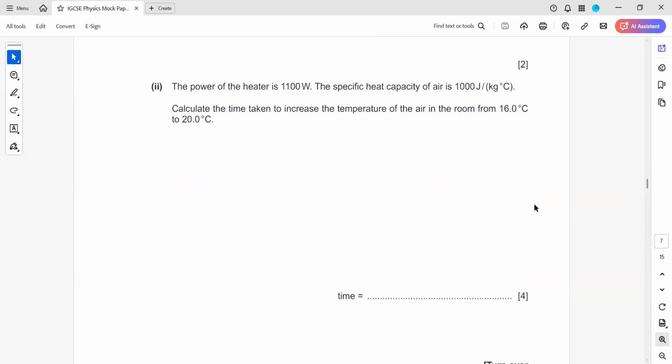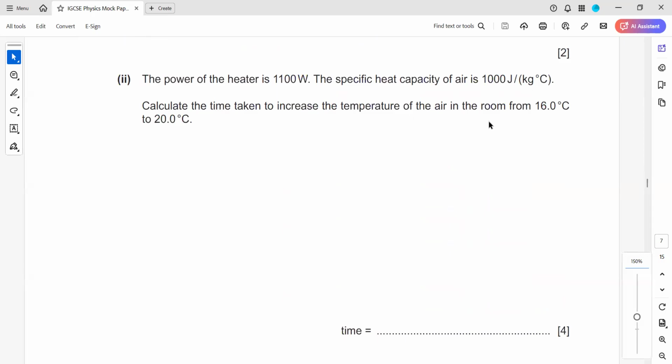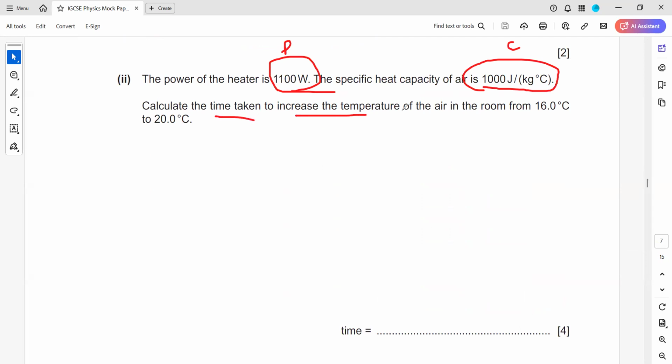Next, the power of the heater is 1100 watts. So we have the power. The specific heat capacity is 1000 joules per kilogram degree centigrade. Calculate the time to increase the temperature from 16 to 20. So we have the formula E equals c m delta T, and energy is power times time. So in place of energy, I can write power times time equals specific heat times mass times temperature change.